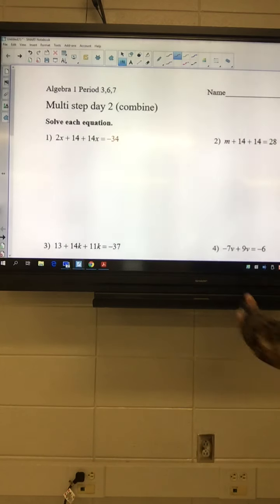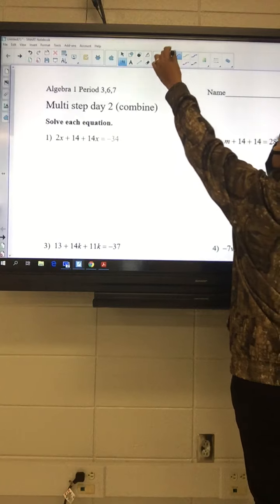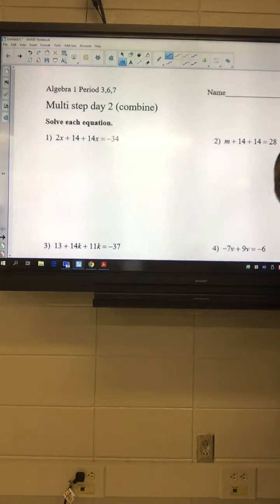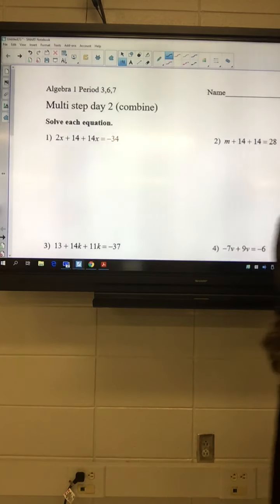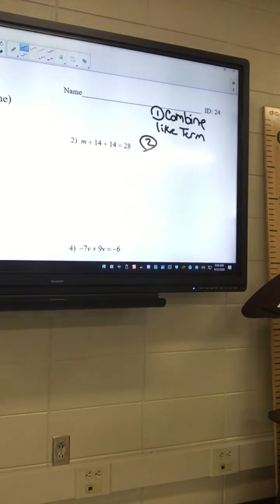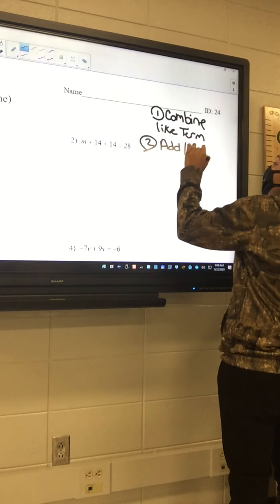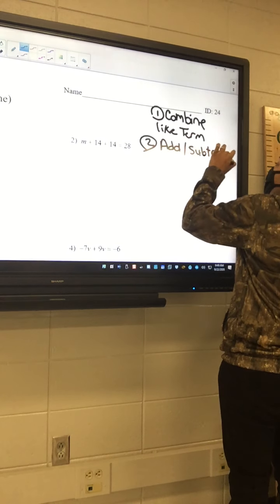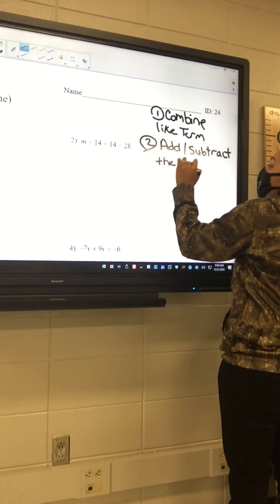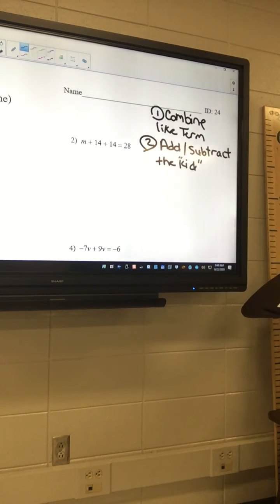Okay, so if we look at number 1, our steps are always going to be the same on this particular type of problem and on most multi-step problems. Step 1, you're going to combine your like terms. Step 2 would be to add or subtract the kid. Okay, so you're going to add or subtract that kid.